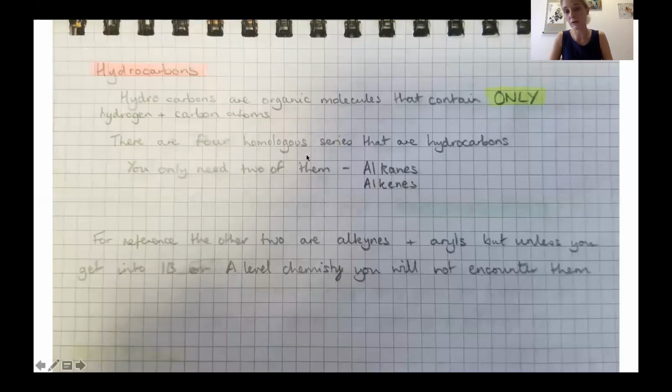There are 4 homologous series that are hydrocarbons. You guys only need to worry about 2 of them, the alkanes and the alkenes, which will be our next few lessons. We'll take a lesson looking at alkanes, we'll take a lesson looking at alkenes and how they're different from one another. But just for reference, in case you want to know, the other 2 are called alkynes and aryls, but you won't need them for any of this. So we've got our hydrocarbons.